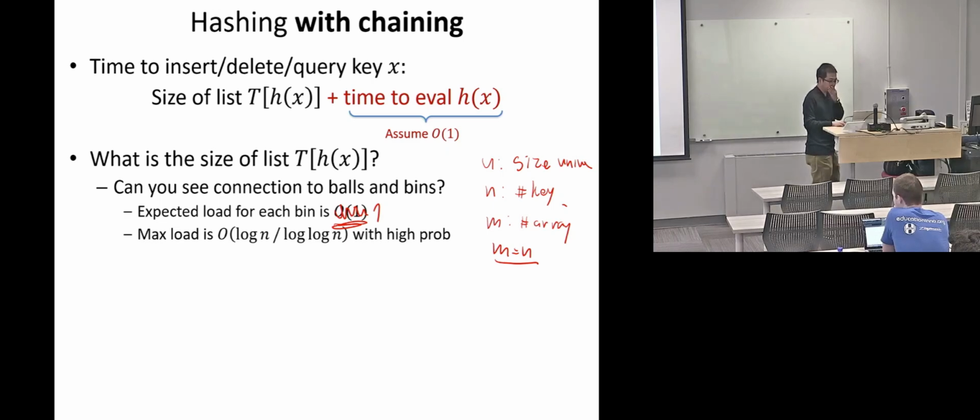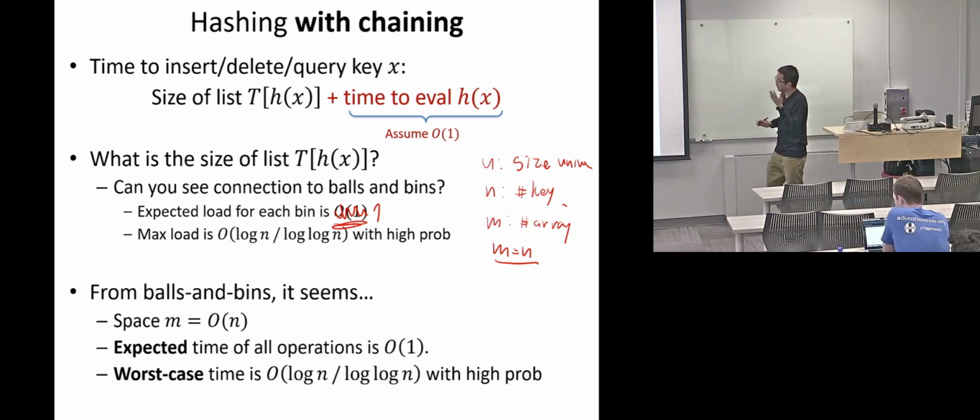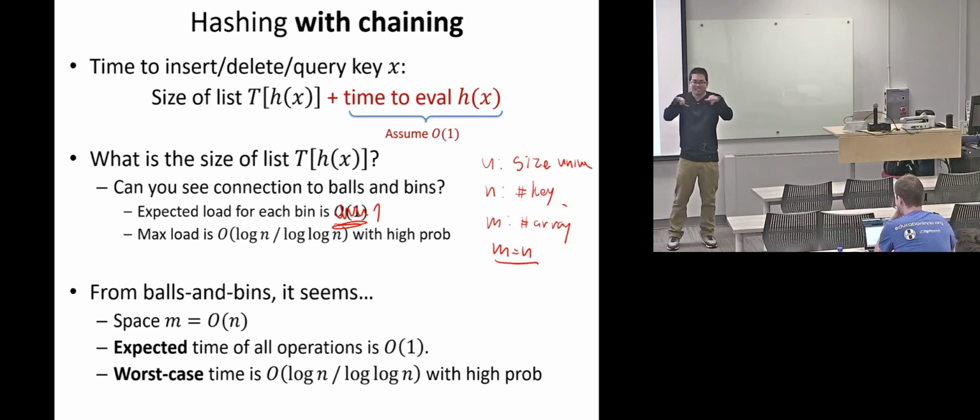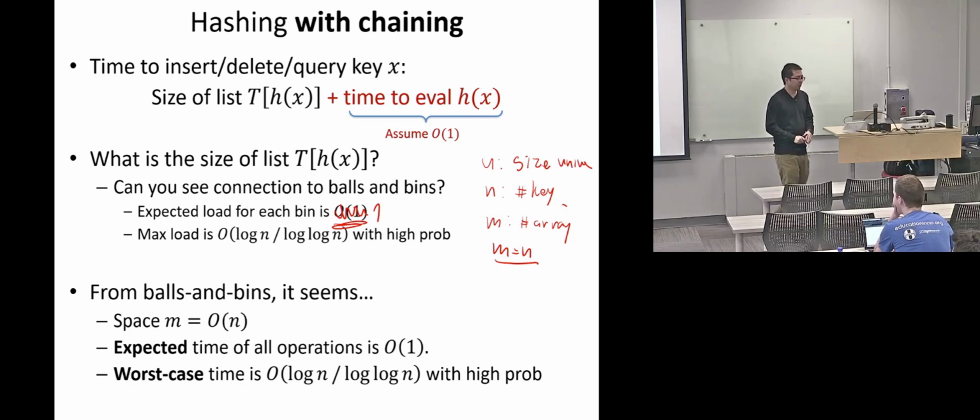So from balls and bins analysis, it seems that although the size of the universe, u, is huge, the space that we're going to store is m. We only allocate m cells, and that's linear space. And the expected time for each operation is the expected size of each list here, which is constant. Worst case time is going to be log n over log log n, because that's the maximum load that you pay. Seems great.